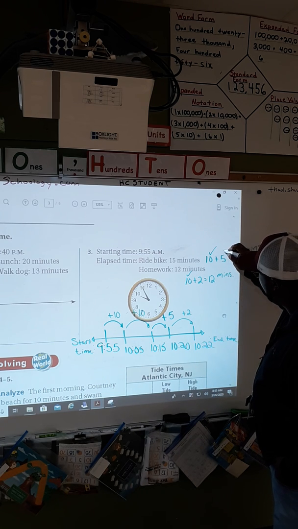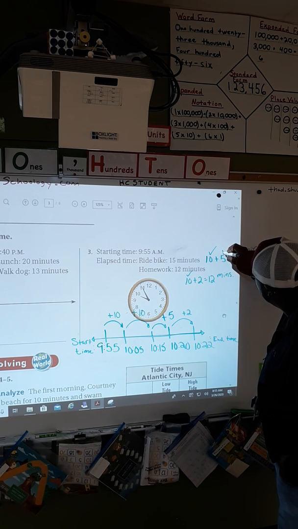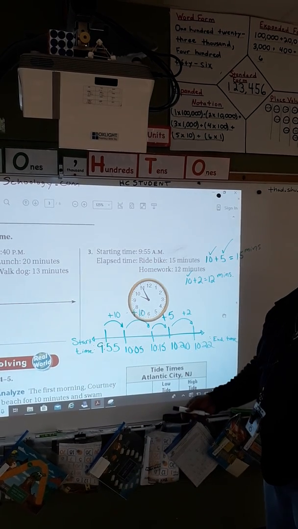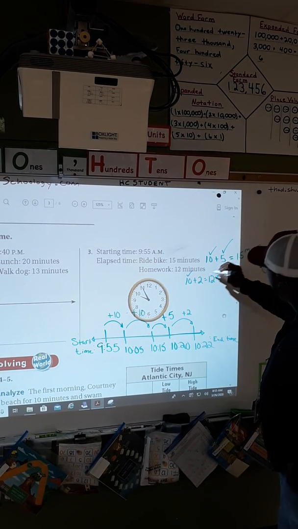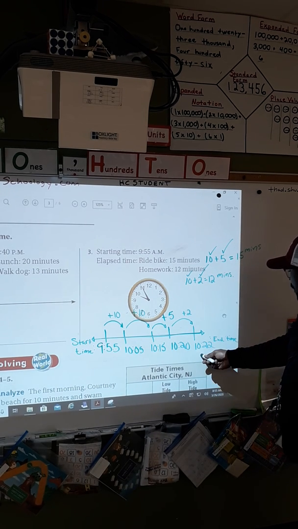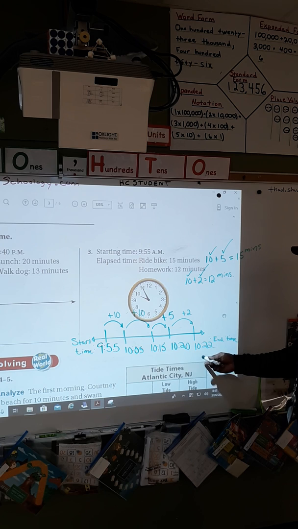Okay, so then I can check off my 5. 10:15 plus 5 more minutes gives me 10:20. And check off my 2. 10:20 plus 2 more minutes gives me an end time of 10:22.